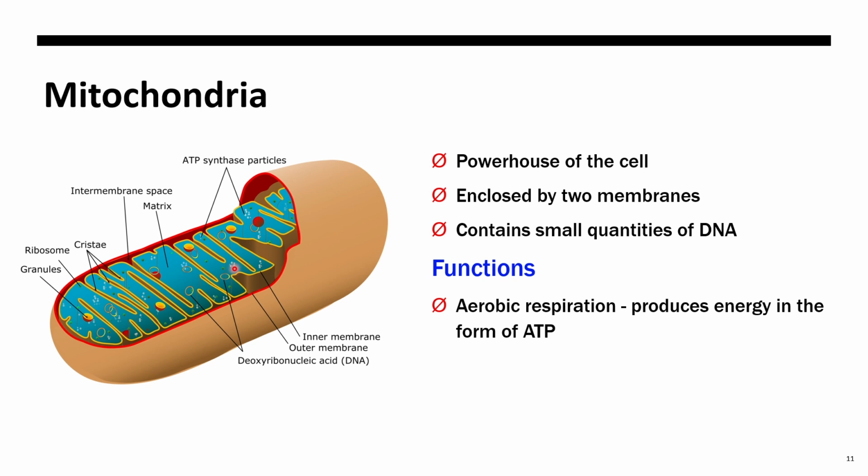The next important one is the mitochondria. Mitochondria is the powerhouse of your cell. Why do we call it the powerhouse? It's where the energy is produced. It is enclosed by two membranes and it contains small quantities of DNA. So mitochondria is the place where aerobic respiration occurs. Why is it important? Because aerobic respiration produces energy in terms of ATP.